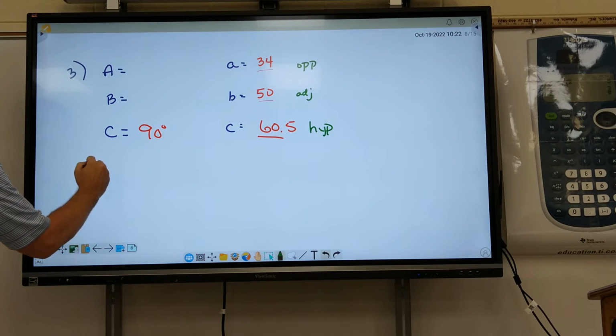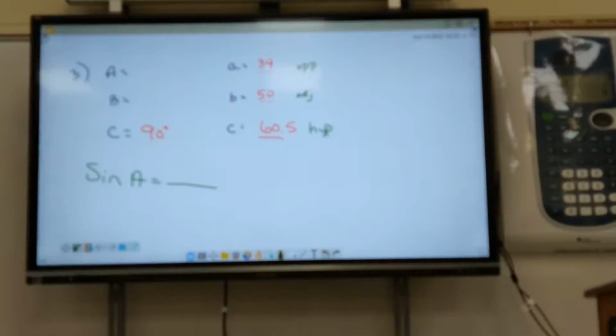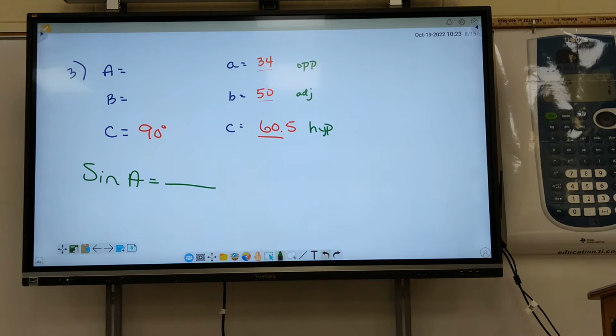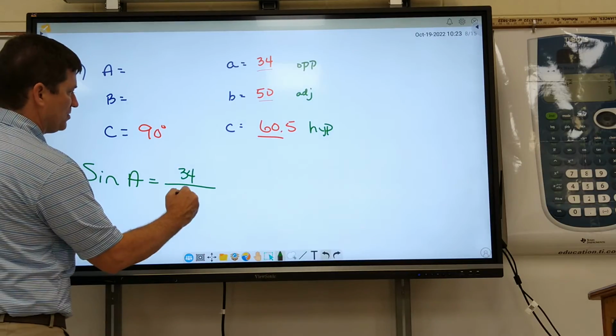I'm going to pick sine. Sine of capital A equals. Now, what goes on top and what goes on bottom? Well, it says put your opposite on top and your hypotenuse on bottom. So opposite's 34, hypotenuse is 60.5.